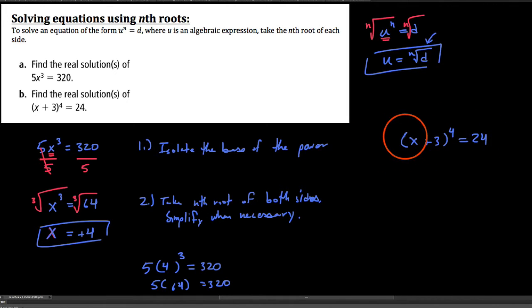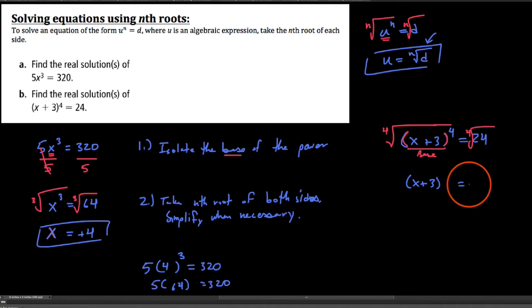And what I just really want to highlight in red here is that this right here, this is all being taken to the fourth power. So this is the base of that fourth power. And since we already have the base of the power isolated, then what we're going to do is this. We're going to go ahead and take the nth root of both sides. And in this case, we're going to take the fourth root of both sides to get rid of this fourth power. So on the left side, we get left with just x plus 3. And on the right side, we get this fourth root of 24.